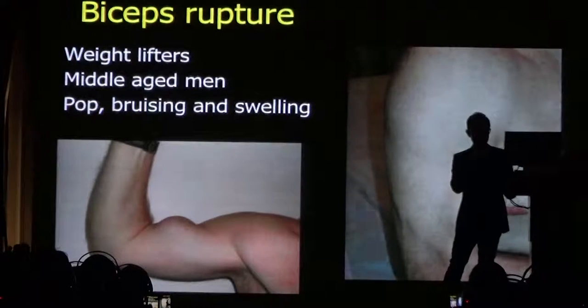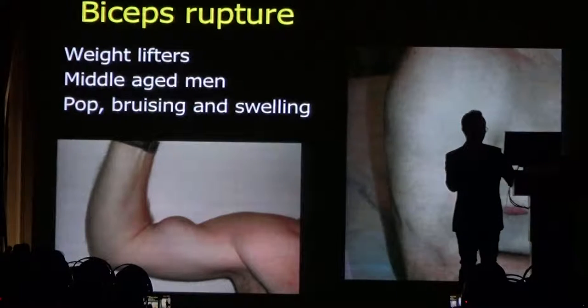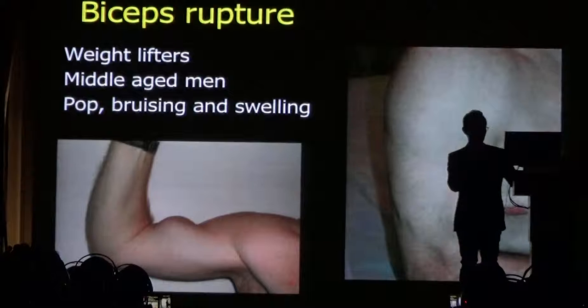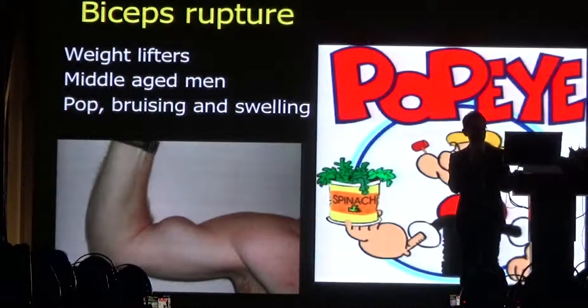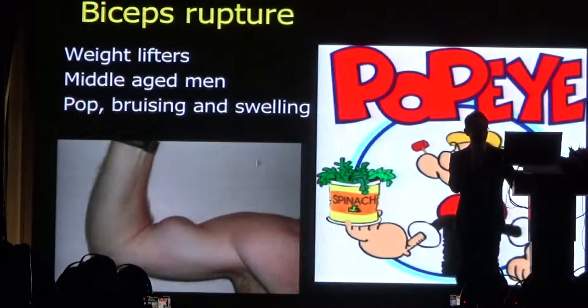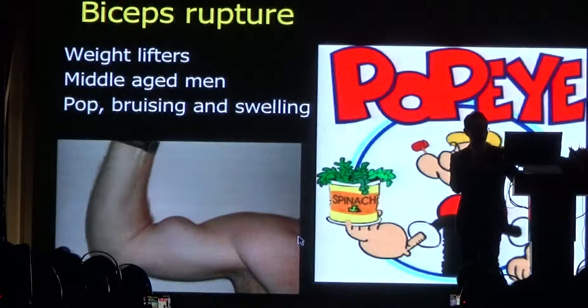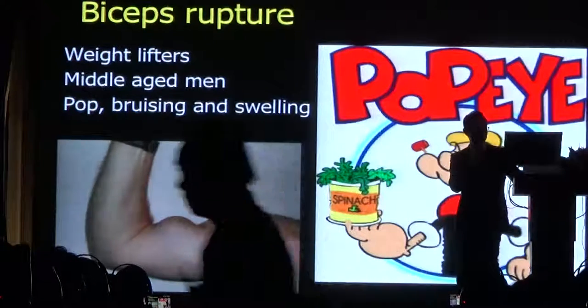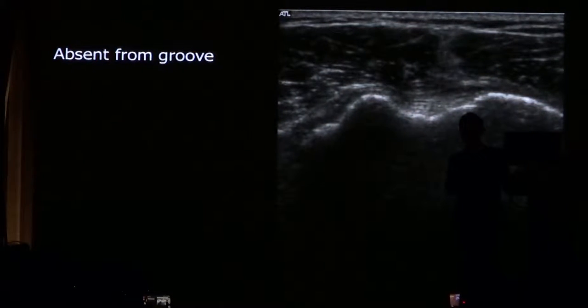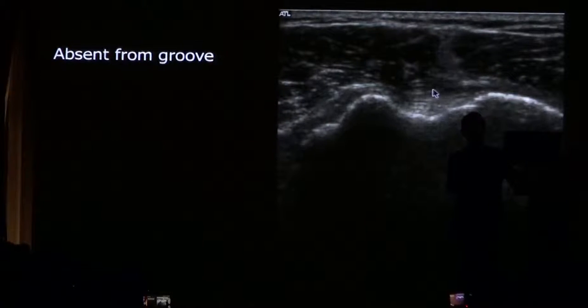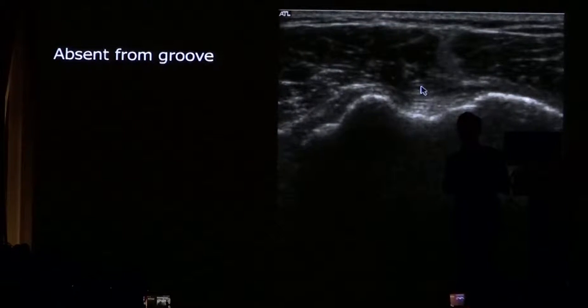This is a classic sign of a biceps tendon rupture. We call this the Popeye sign. The patients will often present with a pop sensation, and then they'll have bruising and swelling. And the reason we call it Popeye sign is because it's meant to look like Popeye, but actually, if you look carefully at Popeye's biceps, they're actually very small. It's his forearms that are big, so maybe it's not the correct way to describe this. And what we notice when the biceps is ruptured is that the groove is absent. So in this position here, we expect to see an echogenic ovoid structure, and there is nothing there.